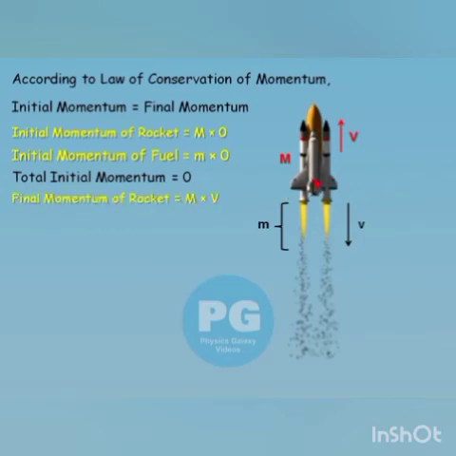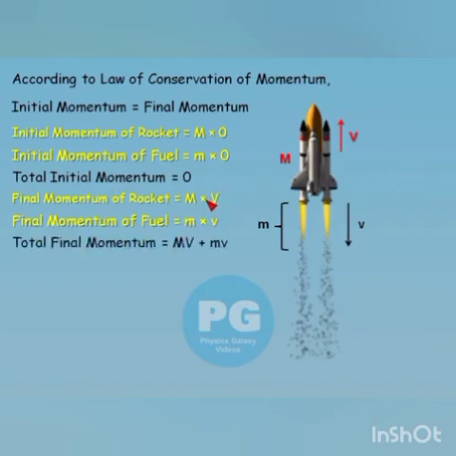Now, the final momentum of the rocket when the velocity capital V is acquired by the rocket is mass into final velocity of the rocket, that is, capital M into capital V. If we talk about the final momentum of the fuel, the mass of the fuel is small m and the velocity is small v. So the final momentum of the fuel can be given as mv. The total final momentum of the system is the sum of the final momentum of the rocket and the final momentum of the fuel, so the total final momentum is equal to capital MV plus small mv.